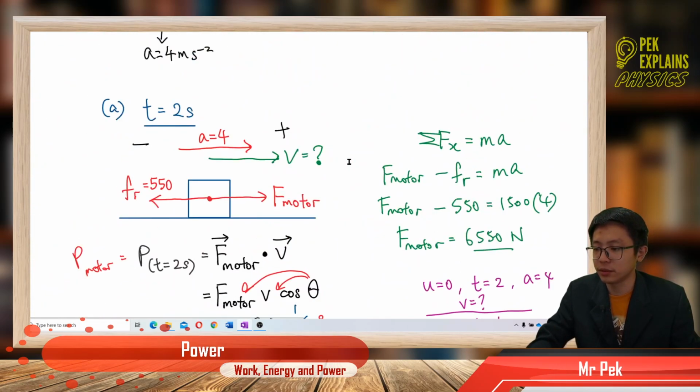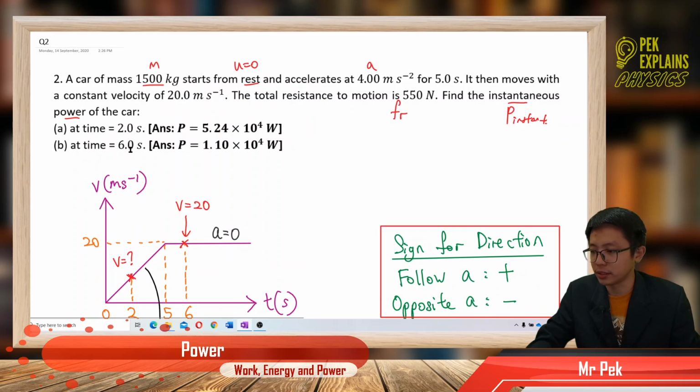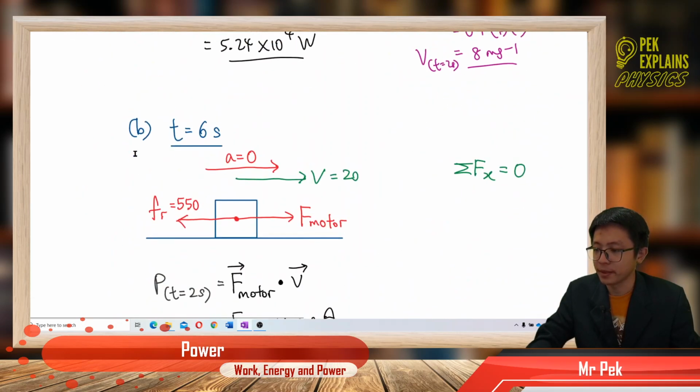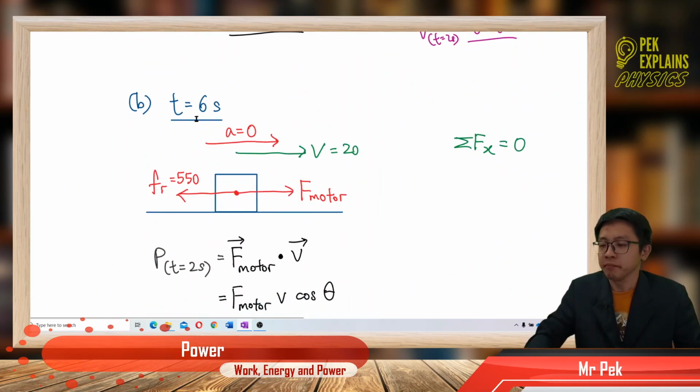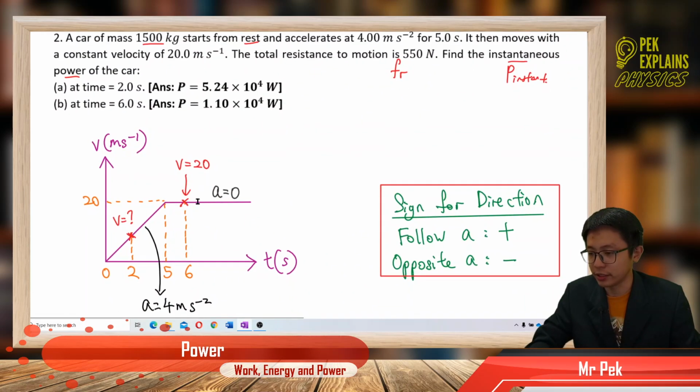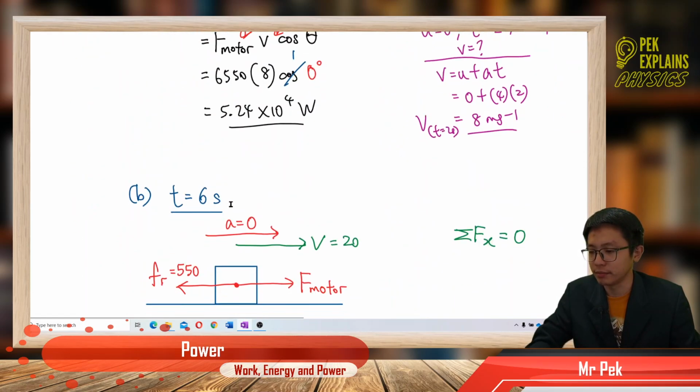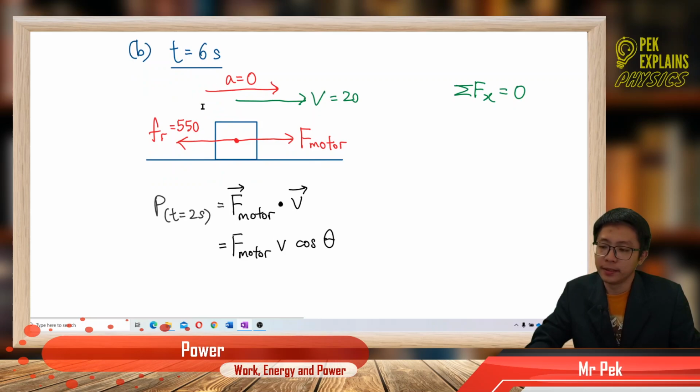Now, let's go on to question part B. What happens to the instantaneous power at 6 seconds? At 6 seconds, there's no more acceleration. This is important. The acceleration is 0, but the velocity, we know it is 20. Velocity is constant at 20 because acceleration is 0.